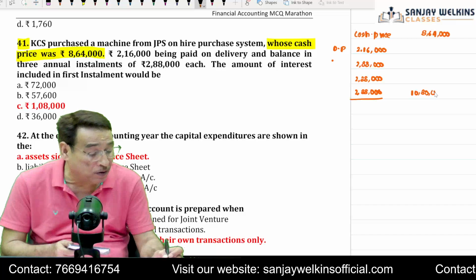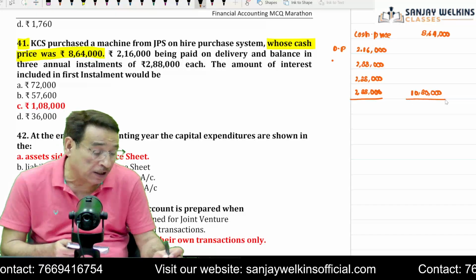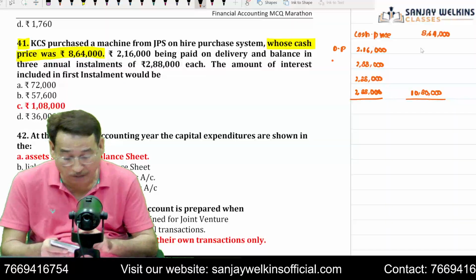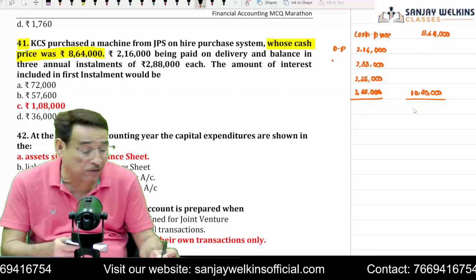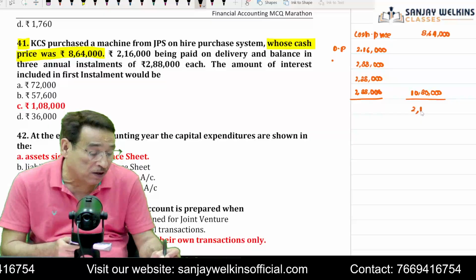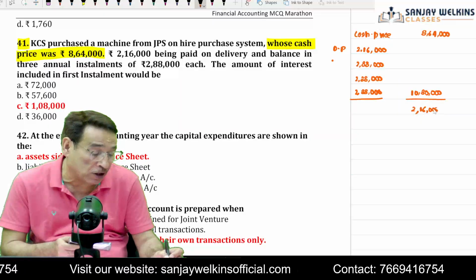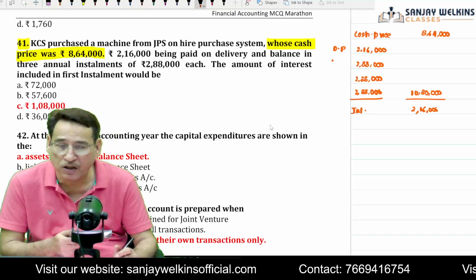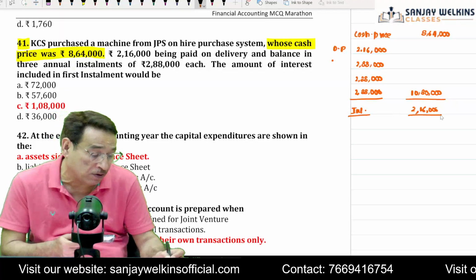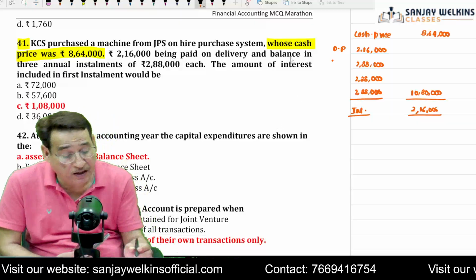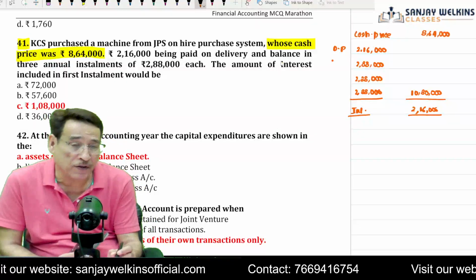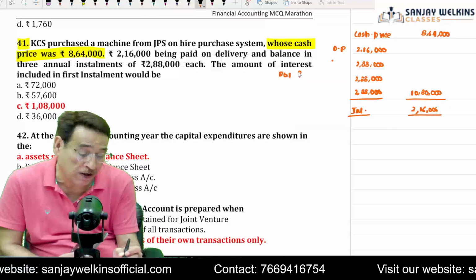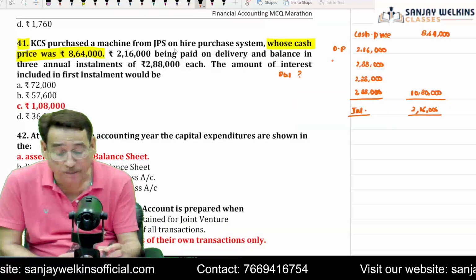Now I am going to take the difference of these two: 1080 minus 864. It will tell me the total interest. Difference between cash price and hire purchase price is your interest. This is the amount of interest. Is it clear to you? Now, in this particular question, you must have noticed the rate of interest is not given.